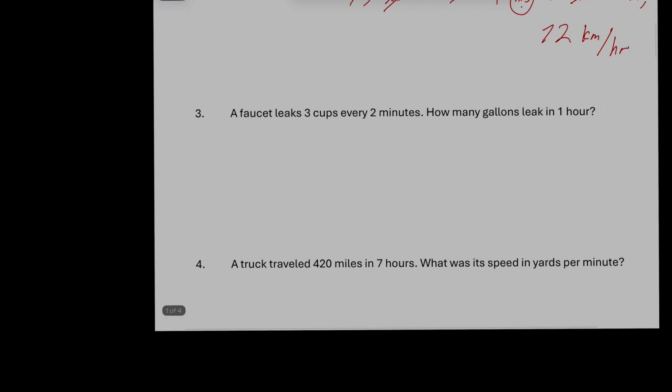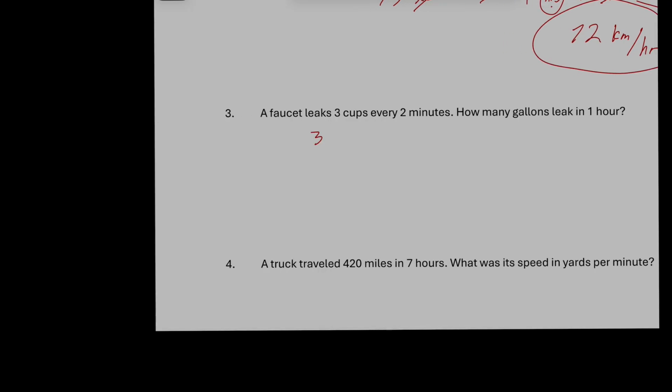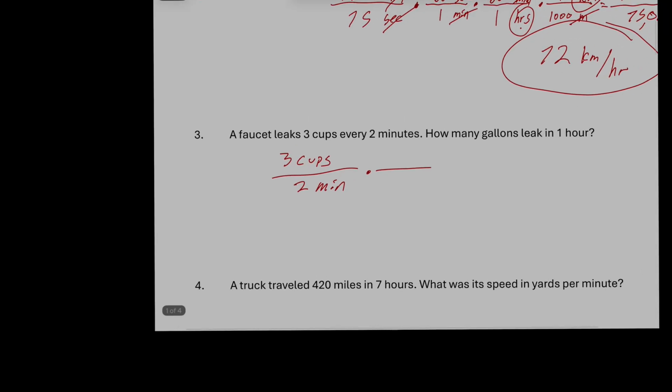Number 3, a faucet leaks 3 cups every 2 minutes. I don't know if that's good or bad, but it sounds like a lot. 3 cups over 2 minutes. All right. How many gallons in 1 hour? Well, now I got to go cups to gallons and all that.